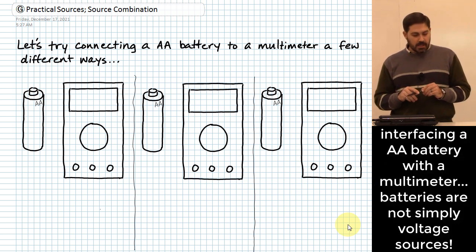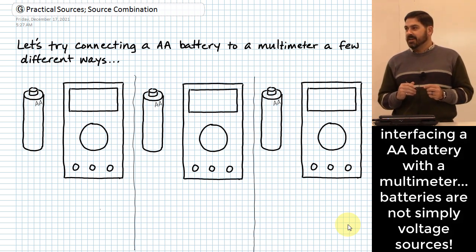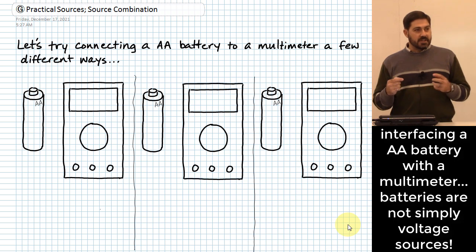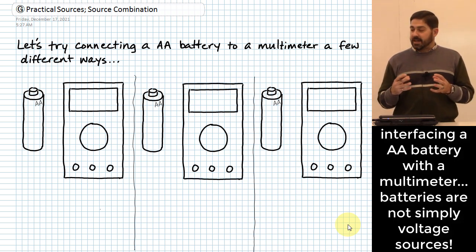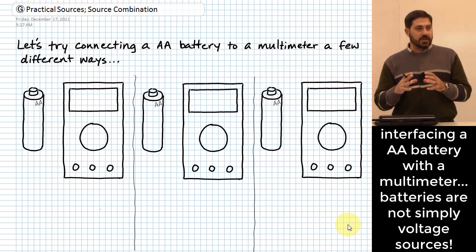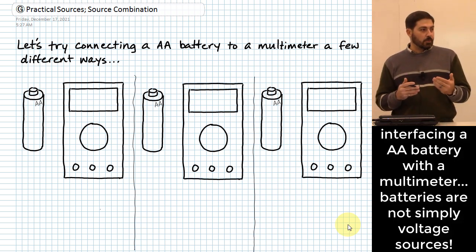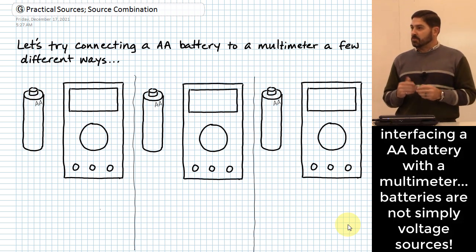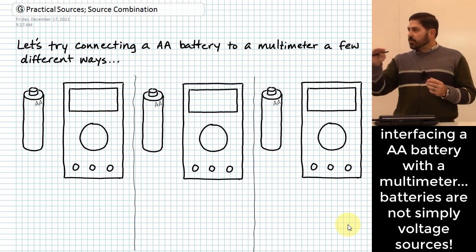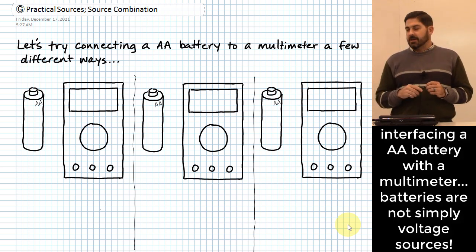All right? By way of introduction to this topic, what I'd like to do is show you a few ways that you can actually interface a AA battery. A AA battery is something we would think of as a voltage source in a lot of contexts. We think of a battery as something that can supply a voltage, some relatively constant value, regardless of whatever we hook up to it. Okay, I'm going to show you right now that that may or may not be the way they really behave.